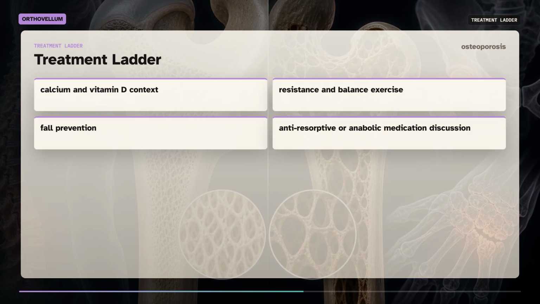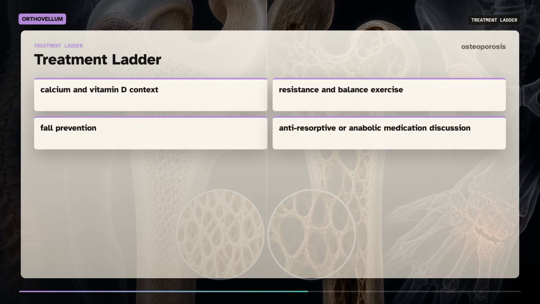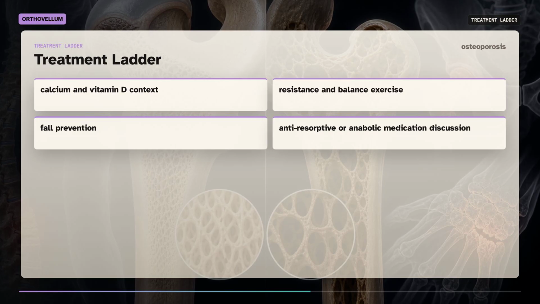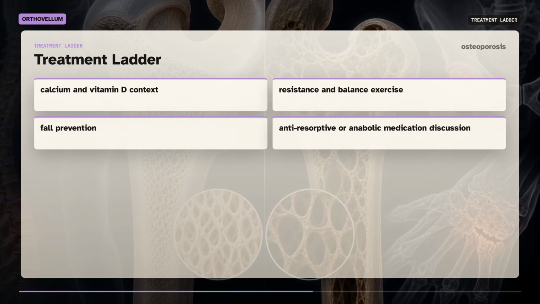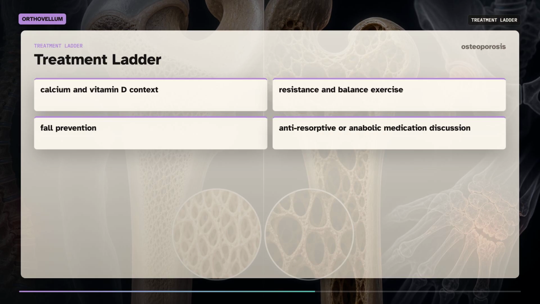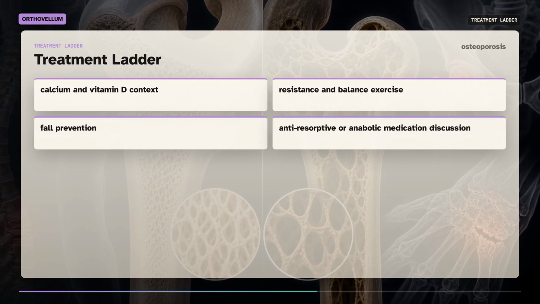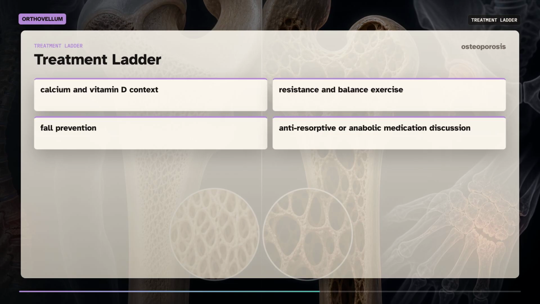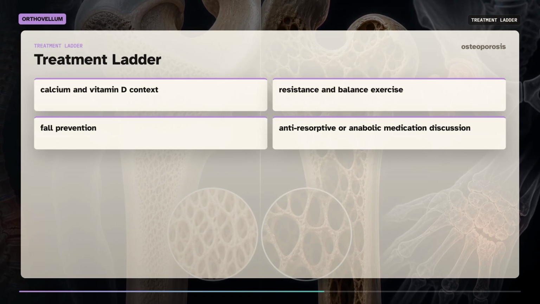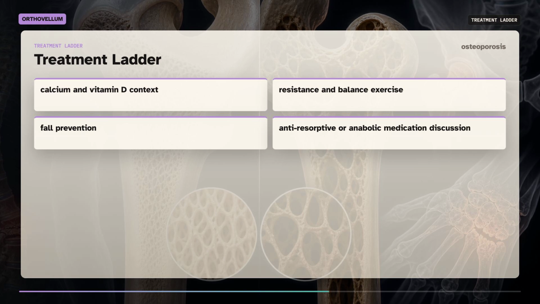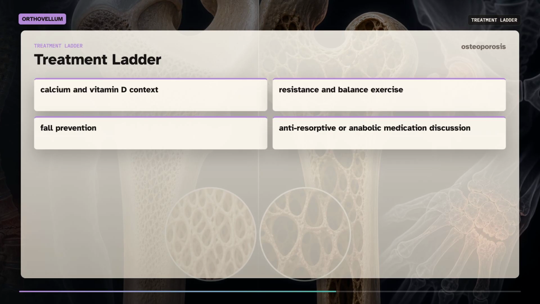That means load management, targeted strengthening, mobility when appropriate, and clear expectations. Injections, braces, procedures, and operations are tools. They are powerful when used for the right reason and disappointing when used as shortcuts. The best plan explains not only what to do, but why that step belongs at this moment. A good non-operative plan has a dose, a time frame, and a review point. Without those three, the patient is just being told to wait.